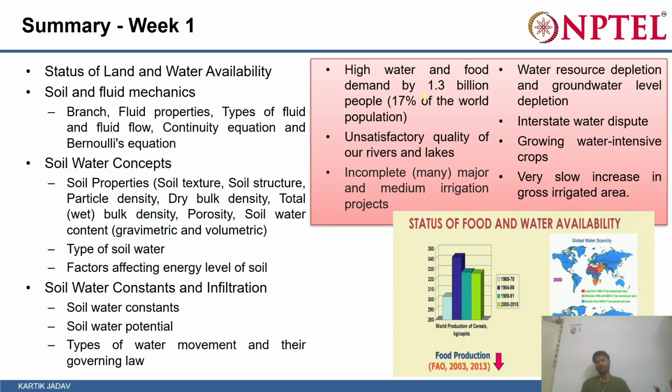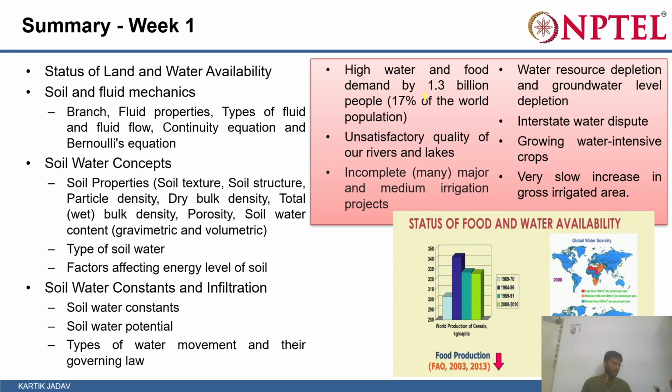In week number one, initially we started with understanding the current land and water availability, because you know that the subject name is irrigation and drainage. Irrigation stands for the amount of extra water we apply apart from natural rainfall in a particular area, which directly contributes to the desired crop yield, right? And second is drainage.